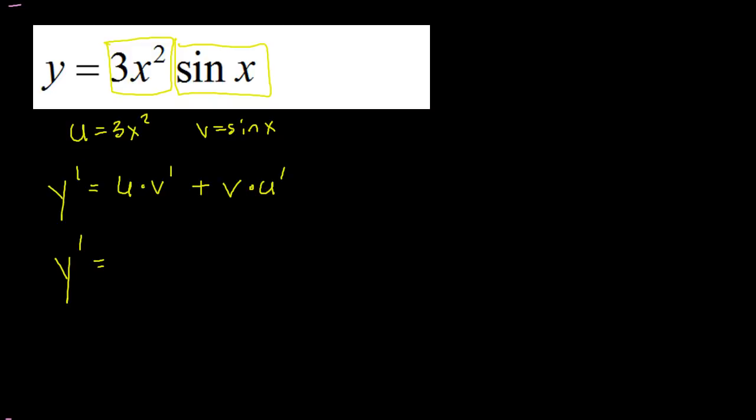All right, I'm going to leave u alone, so 3x squared. I'm going to multiply by the derivative of sine of x. The derivative of sine of x is cosine of x. This time I'm going to leave the back part alone. That's v, sine of x. I'm going to leave sine of x alone. And I'm going to multiply that by the derivative of the first part, which is a very simple 6x.